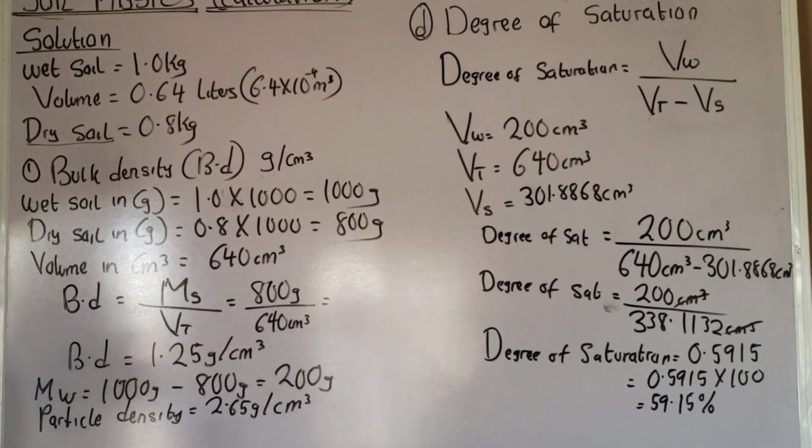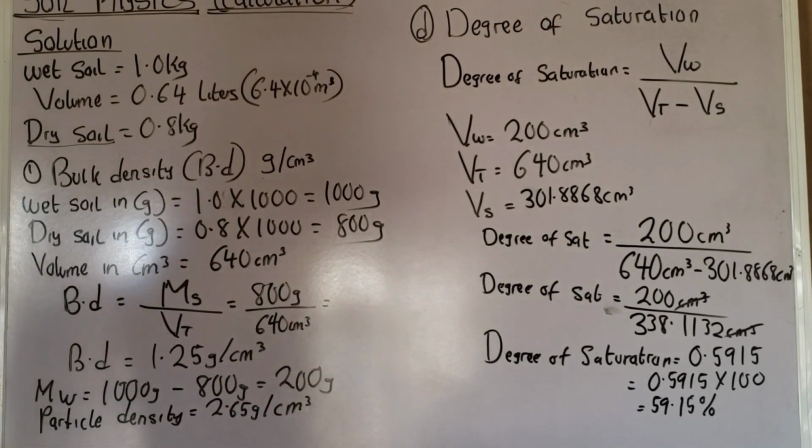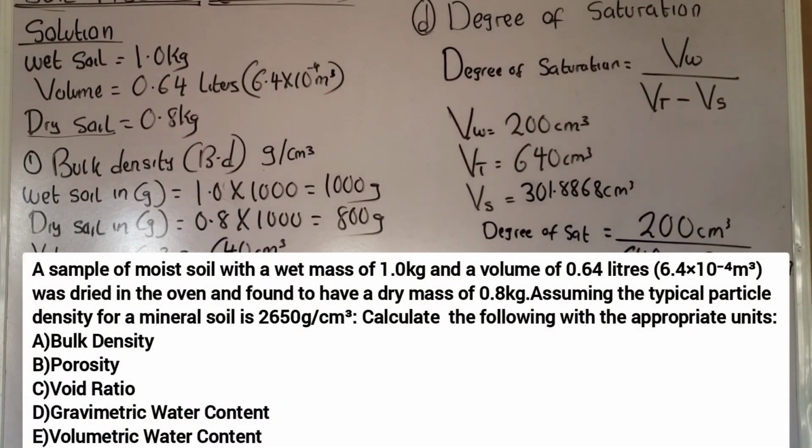Okay, so let's have another past exam question. This is for 2017-2018. A sample of moist soil with a wet mass of 1.0 kg and a volume of 0.64 liters was dried in the oven and found to have a dry mass of 0.8 kg. Assuming the typical value of the particle density for a mineral soil is 2,650 kg per meter cube, calculate the following with the appropriate units. We have the bulk density, the porosity, the void ratio, the gravimetric water content, and the volumetric water content.